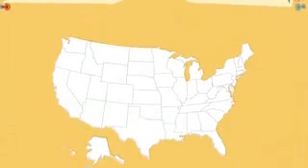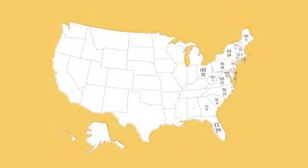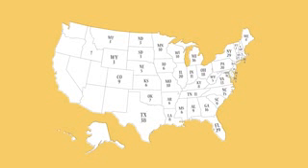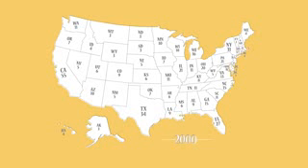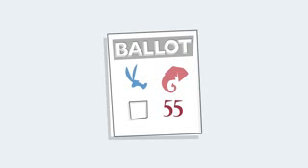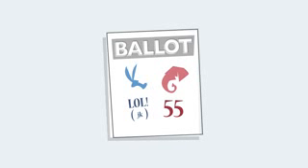So how do states even get electoral votes? Each state receives a particular number of electors based on population size. The census is conducted every 10 years, so every time the census happens, states might gain or lose a few electoral votes. Let's say you're a voter in California, a state with 55 electoral votes. If your candidate wins in California, they get all 55 of the state's electoral votes. If your candidate loses, they get none.